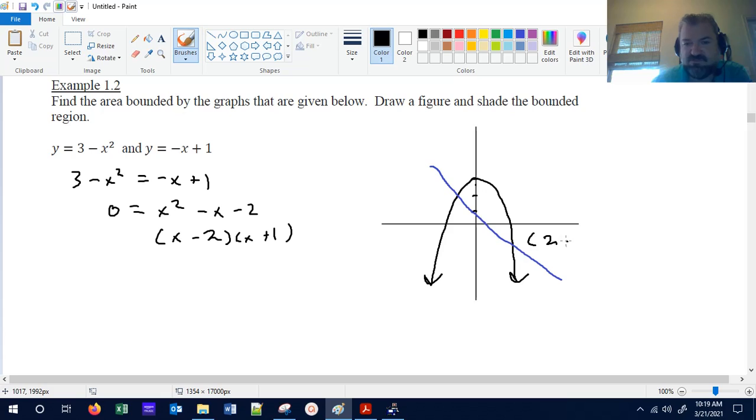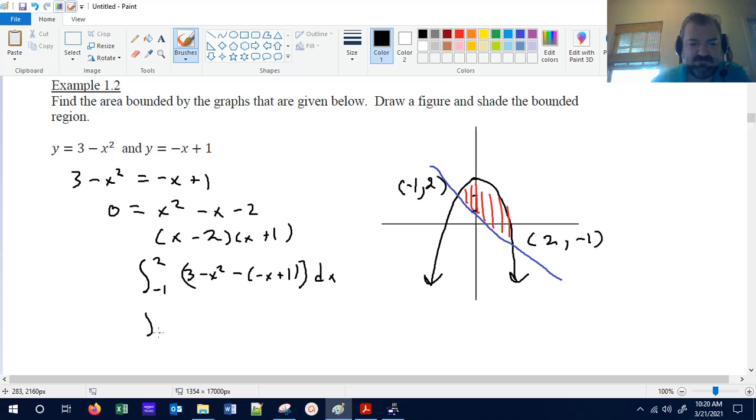So at x equals 2, we have y coordinates of, looks like negative 1. And at x equals negative 1, we have y coordinates of, I guess, 2. That's kind of funny. Just kind of flip-flopped. All right, so to find the area, we'll be subtracting the parabola minus the line, and we'll be integrating on x coordinates from negative 1 to 2. So we'll be doing the integral from -1 to 2 of 3 minus x squared minus a negative x plus 1. And then that whole thing times dx.